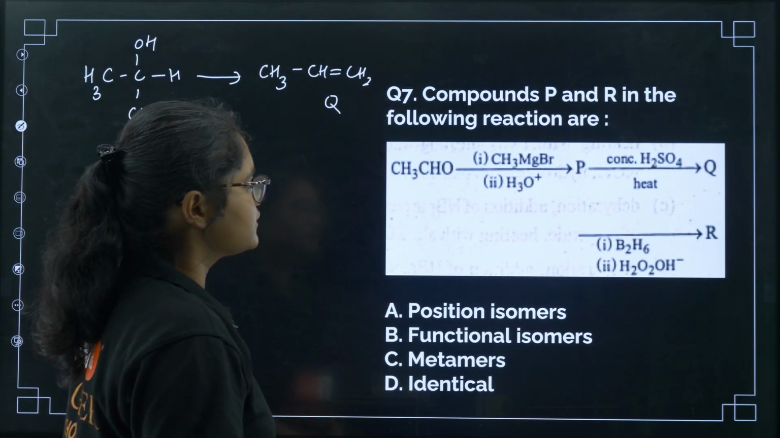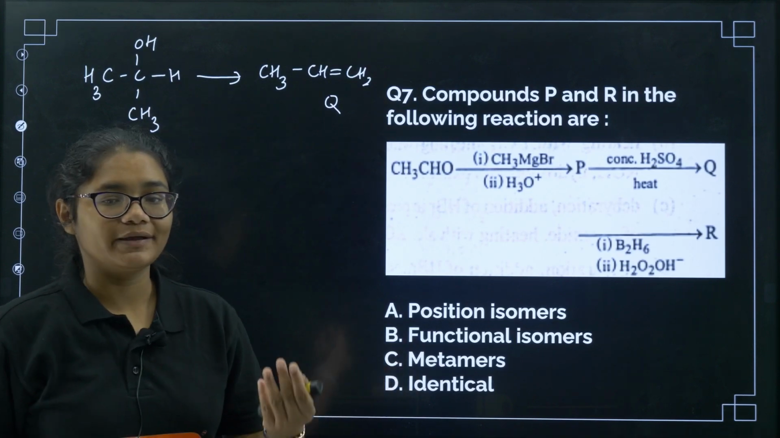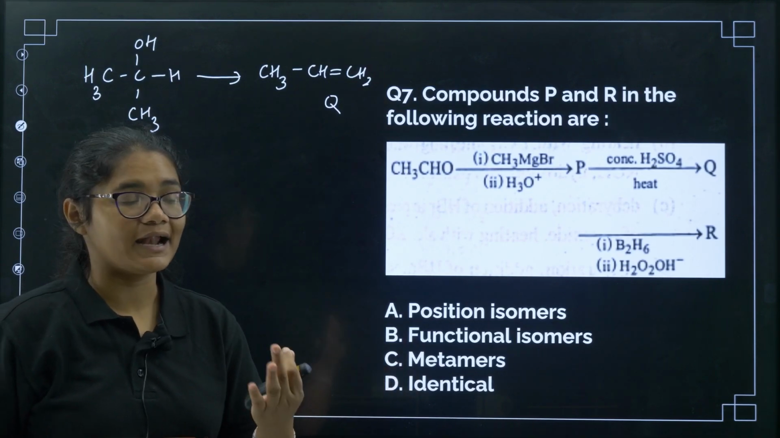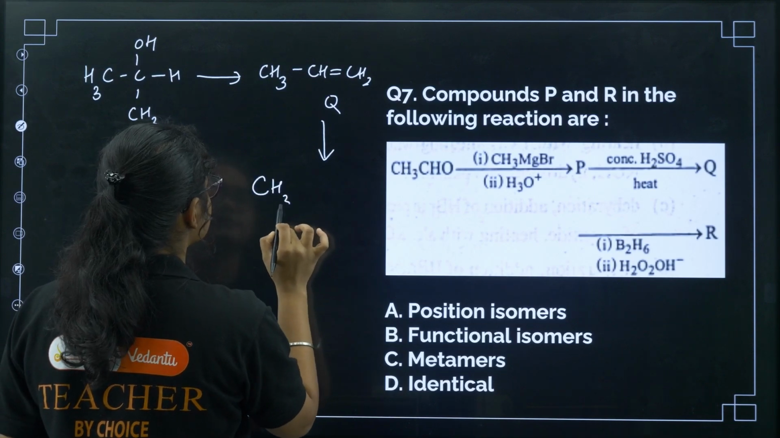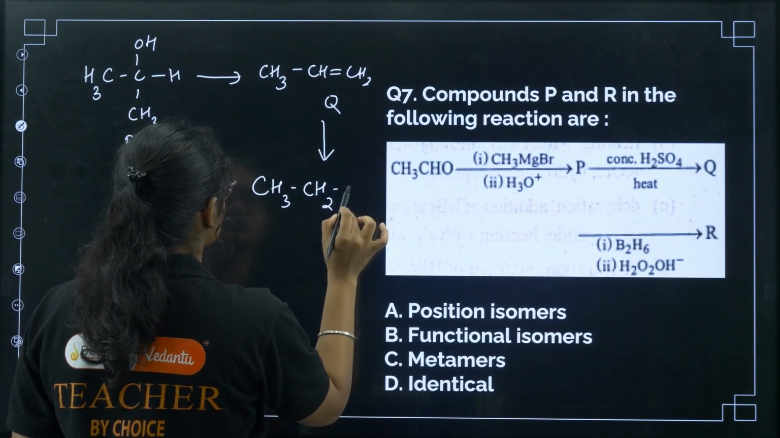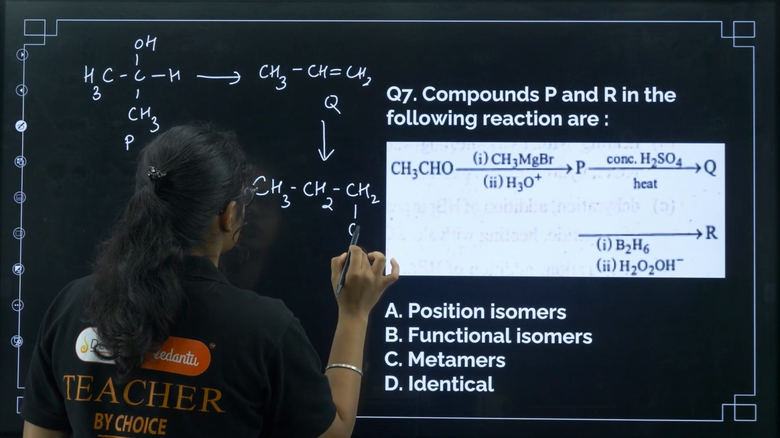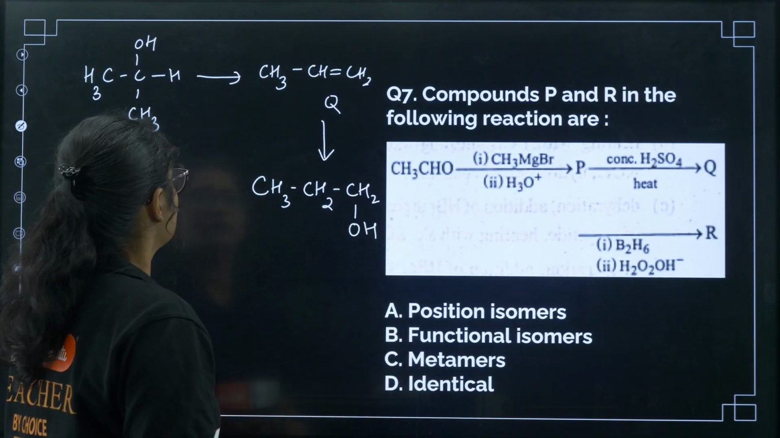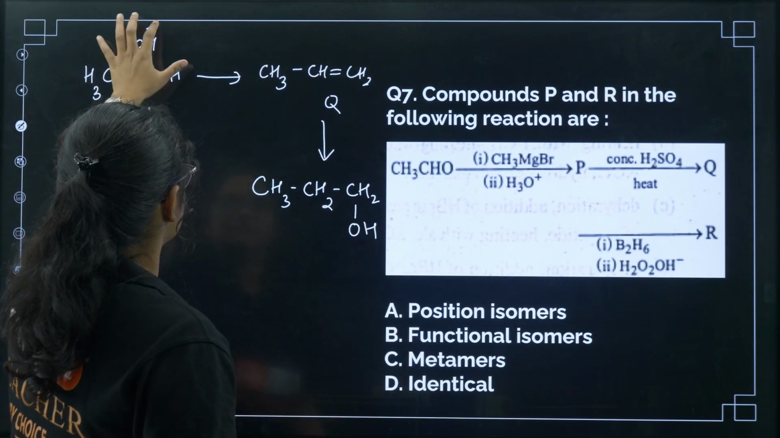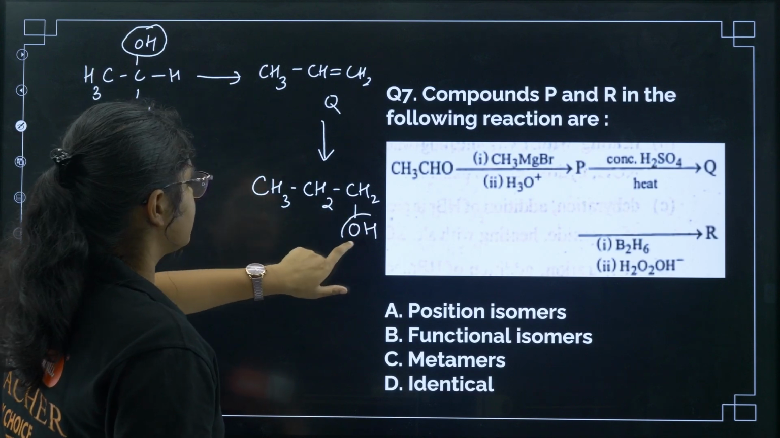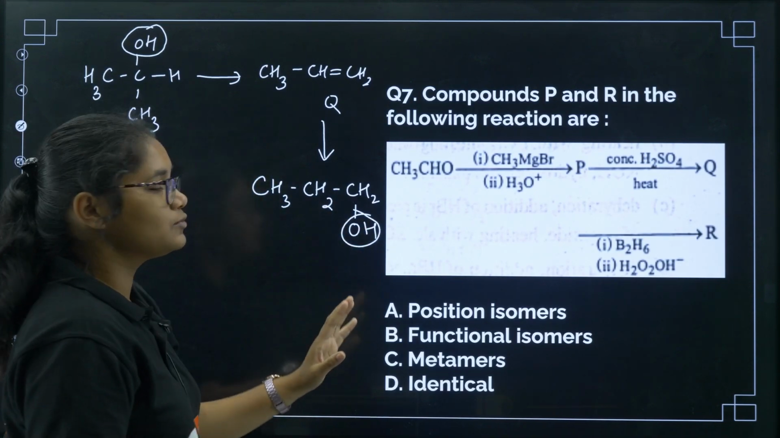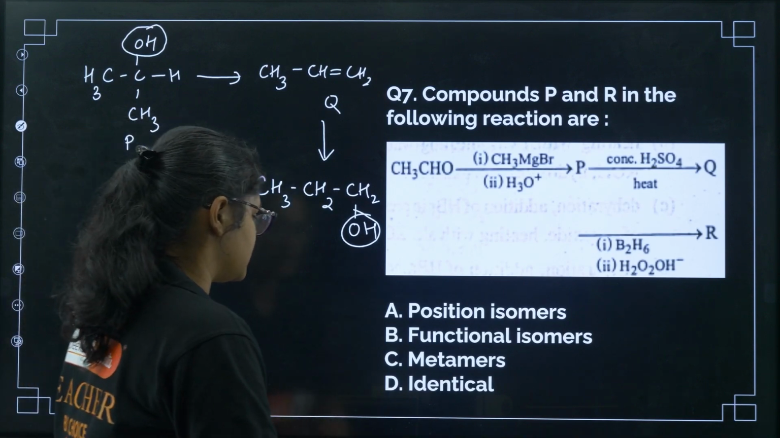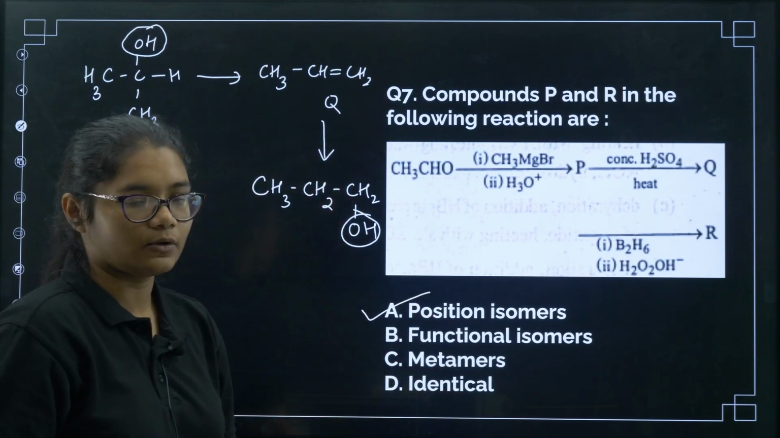Okay, next we get B2H6. Now B2H6 adds H and OH following anti-Markovnikov's rule. So if I add this one, I'll get CH3CH2CH2OH, right? Now if you see here, OH is on the second carbon in one and on the first carbon in the other. So that means these two are positional isomers, that is option number A.